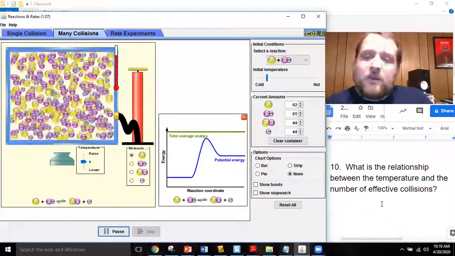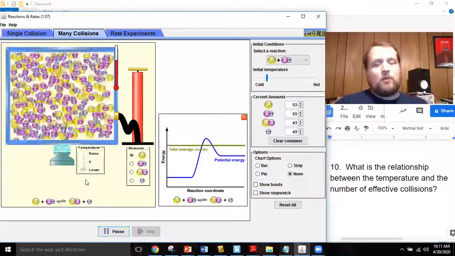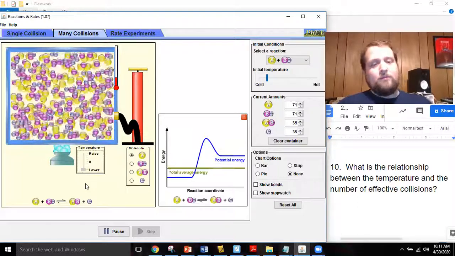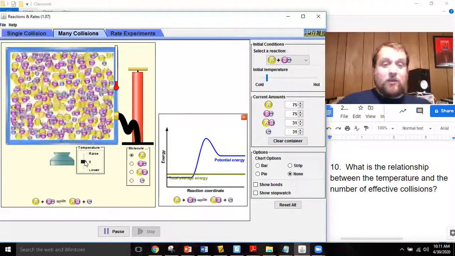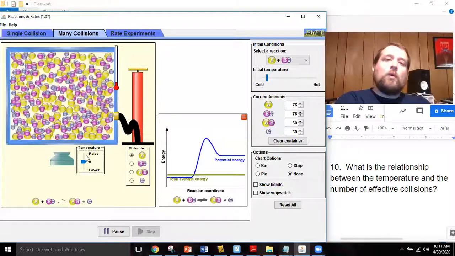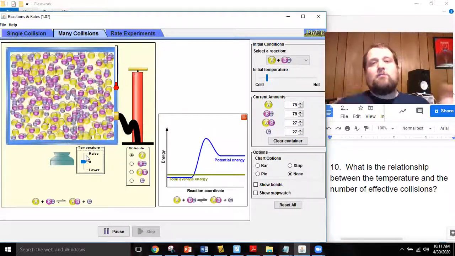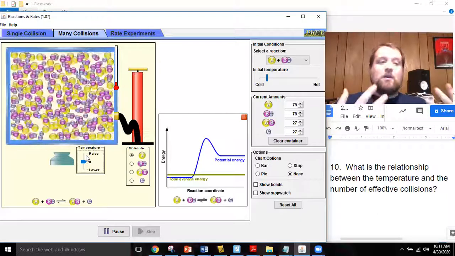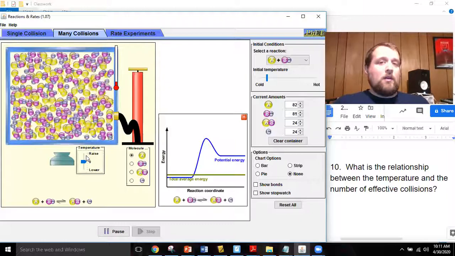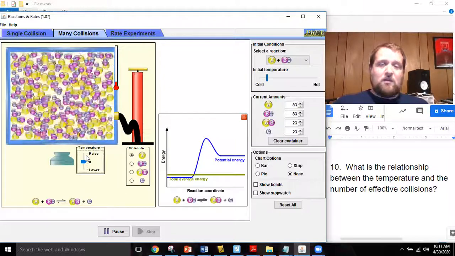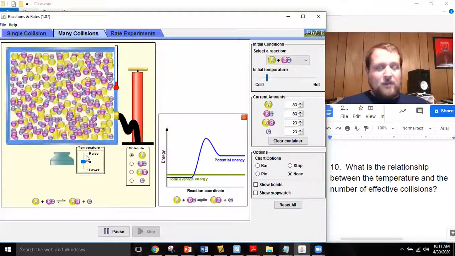Number 10, what is the relationship between the temperature and the number of effective collisions? I'm going to lower this back down to a low temperature. Whenever a question says, what is the relationship? Your answer is always going to be in the form of as blank increases, blank increases, decreases, or stays the same. So in this case, your answer is going to be as the temperature increases, the number of effective collisions either increases, decreases, or stays the same. That's your tip from Sweeney.